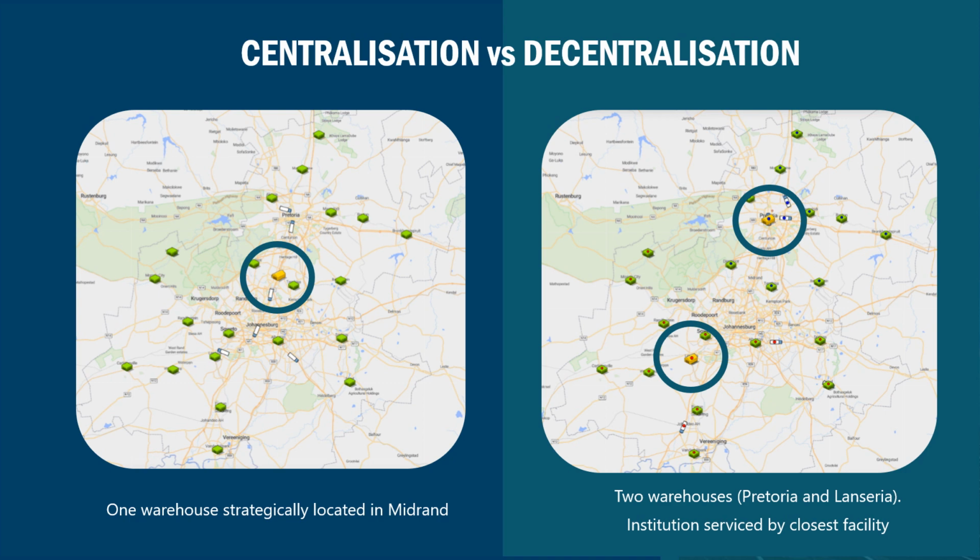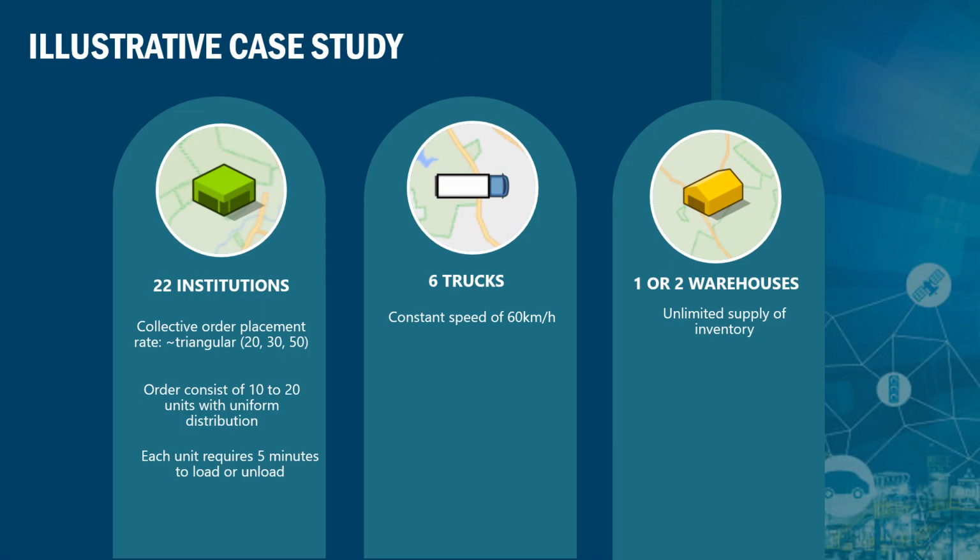For the demonstration, two simulation models were created using AnyLogic. The centralization model consists of a supply chain with a single warehouse strategically located in Midrand, while the decentralization model has two warehouses, one in Pretoria and another in Lanseria. In a trivial case study used, 22 institutions located throughout Gauteng place orders at the nearest warehouse.